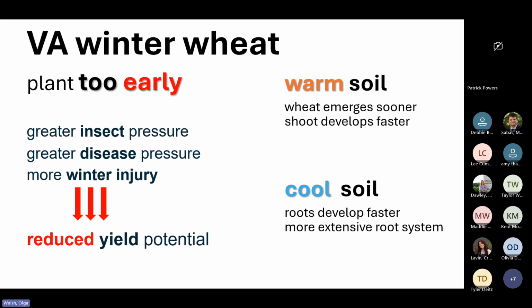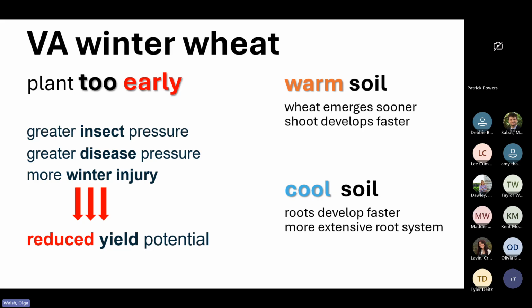And a lot of times the timing of planting is dictated by the cropping system, what was planted before, what access to the field they had, what's going on with their equipment, and the soil conditions at the time. But there are very important conditions that we need to look at, because if planting too early, we have very warm soil. So then in that case, we have early emergence and development of those first shoots. And in that case, we have greater insect pressure and disease pressure.